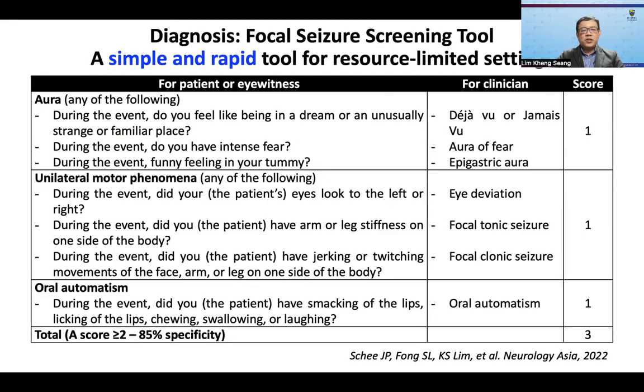These are the common features that can be identified and reported by patients or eyewitnesses. These include aura, unilateral motor phenomena, and oral automatisms. On the left are questions given to the patients, which can be answered by anyone who witnessed the seizure or by the patients themselves, if they are aware. On the right is a confirmatory check by the clinicians on the items stated on the left.